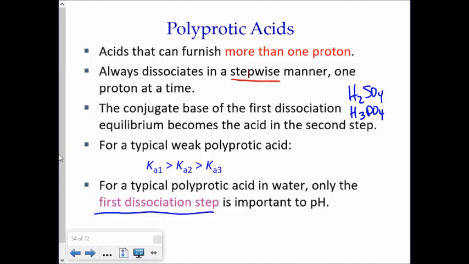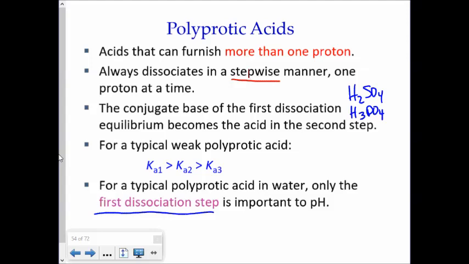Sulfuric is a little bit different, because remember that the first H that comes off of sulfuric is strong, so that one completely dissociates. The second one, though, does have a Ka and it is weak for sulfuric. So you would then have to apply the Ka, the RICE chart kind of problem solving, to do the second H off of the sulfuric.